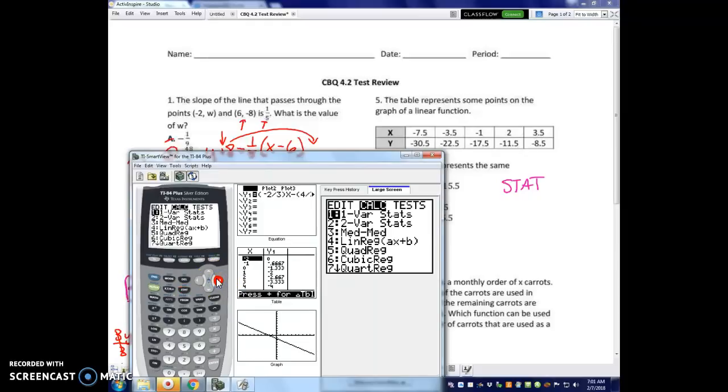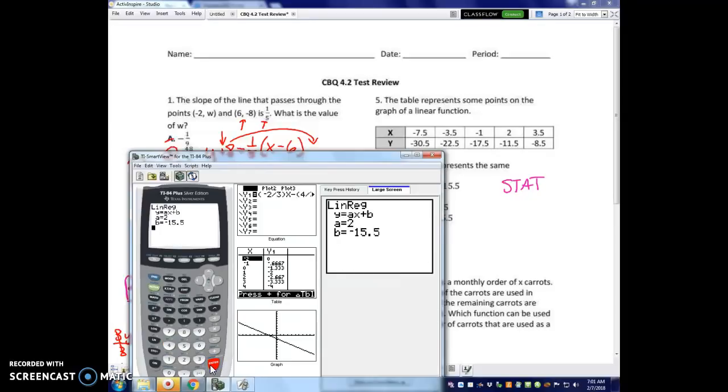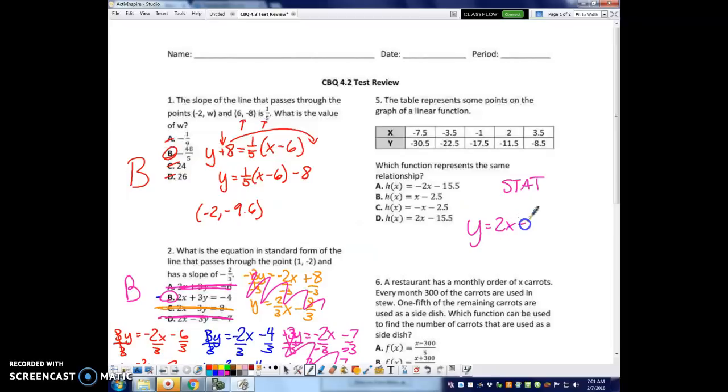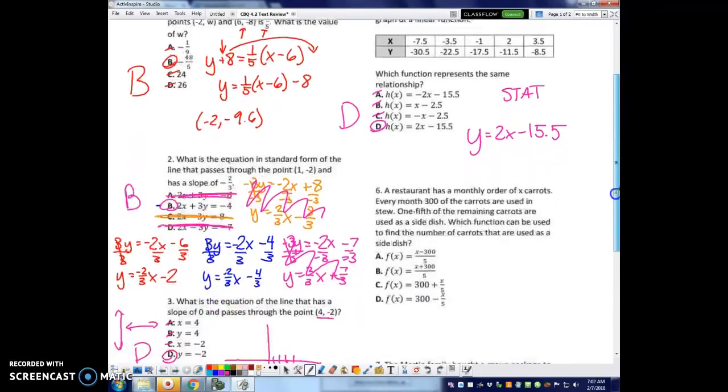Which are we choosing? It's linear, so we choose 4. So this has y equals 2x minus 15.5. Which one's that? Ta-da! Easy test, huh? Easy test.